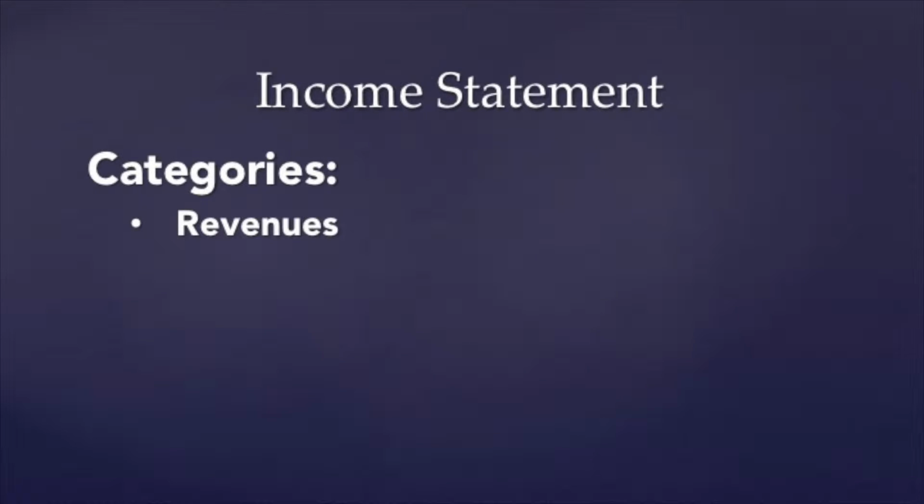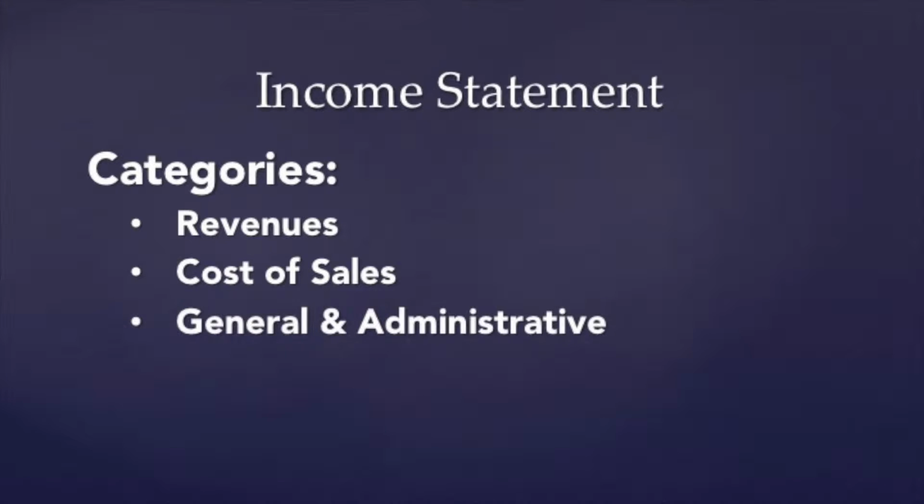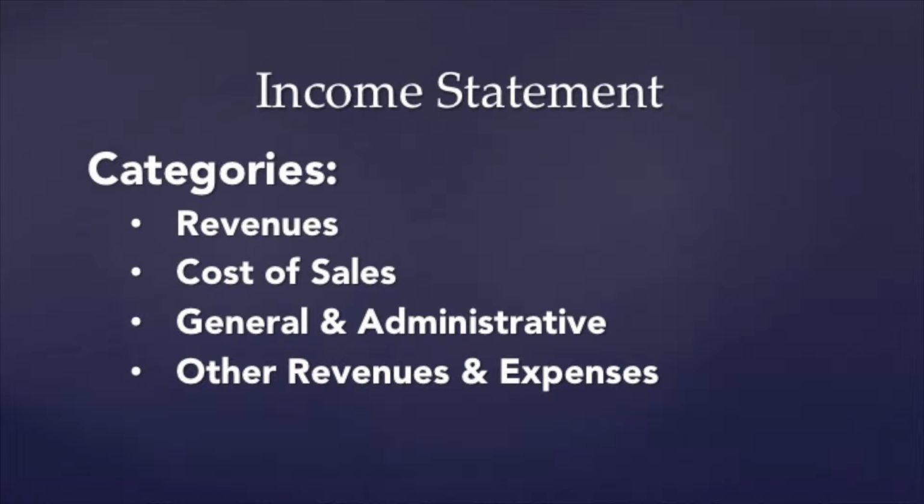Revenue from sales activities of the business. Cost of sales, which includes all variable costs of the business. General and administrative expenses, which includes all the fixed costs of the business. Other revenues and expenses, which are other items that are not generated by the business activities of the enterprise. Income taxes, estimated or actual on the income of the business.